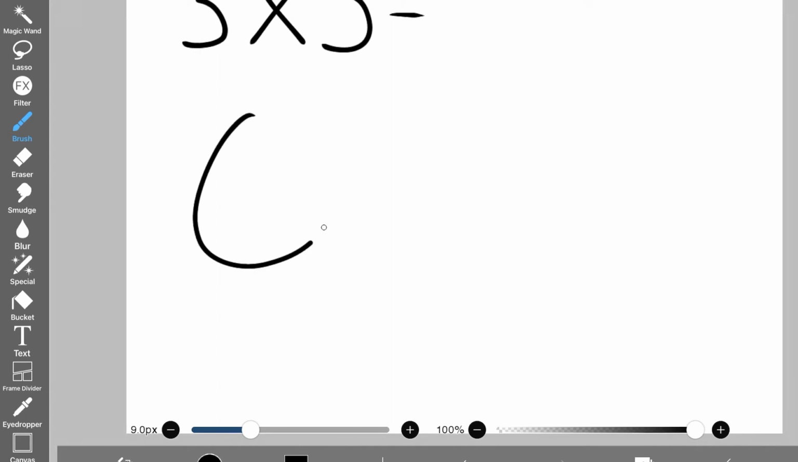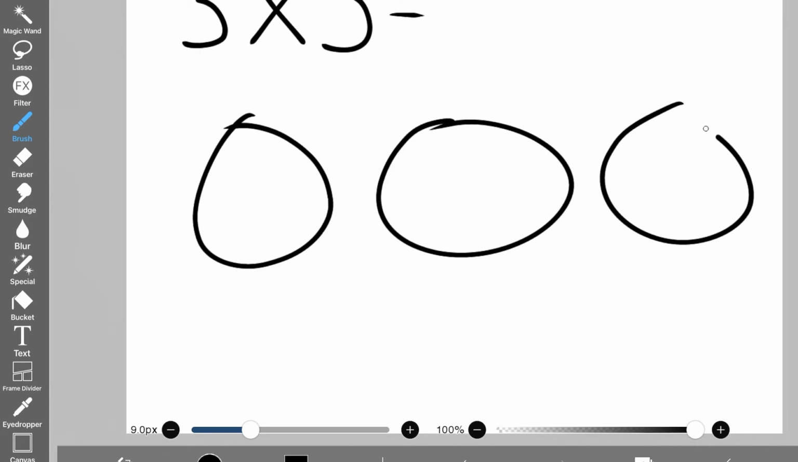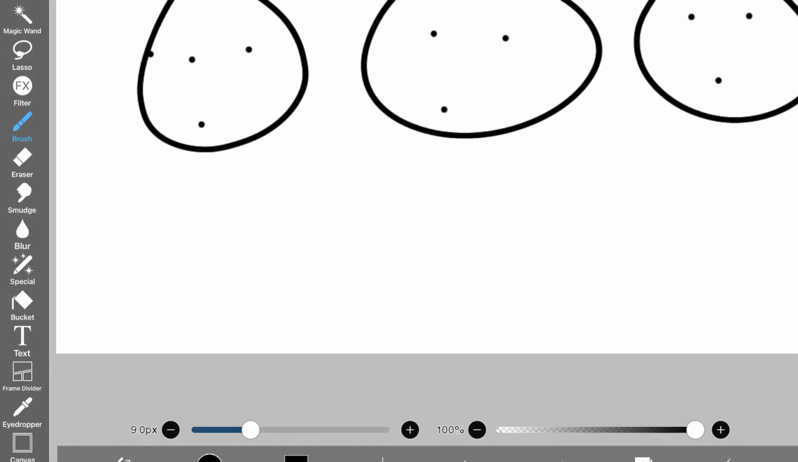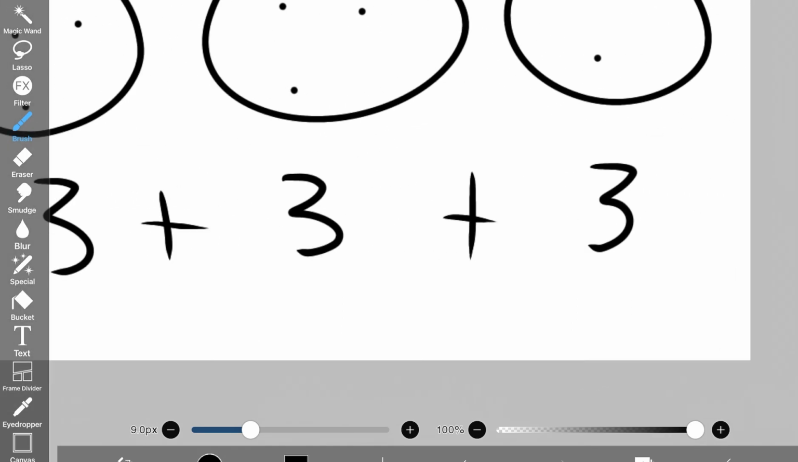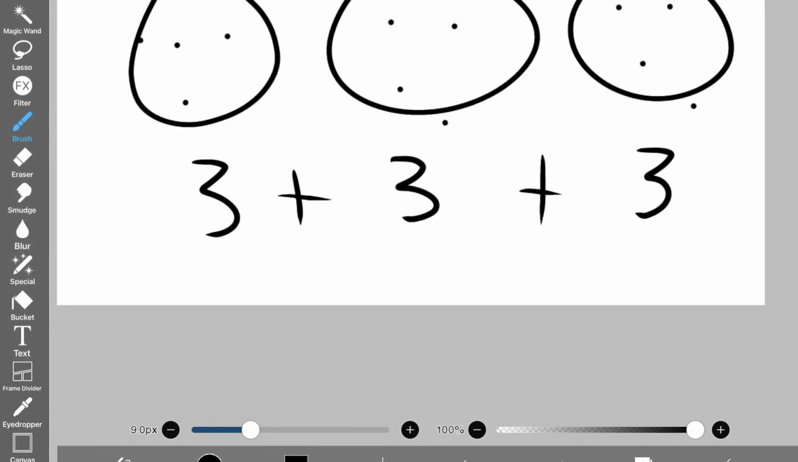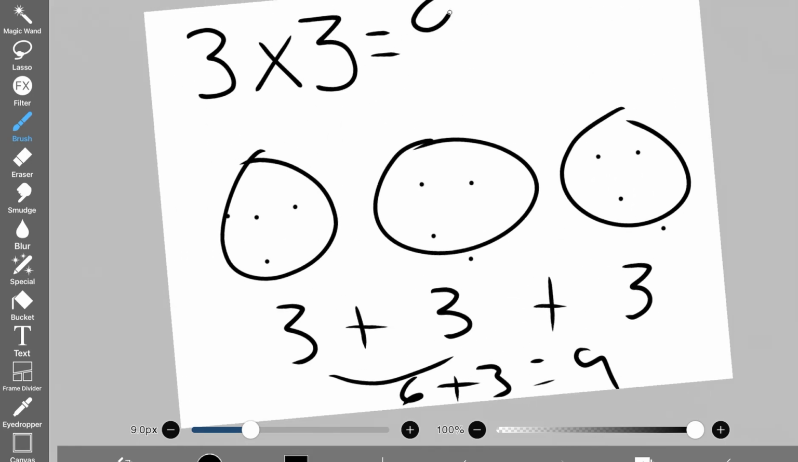3 times 3. Let's draw 3 with 3. So 3 plus 3 plus 3, because there's 3 in here, 3 in here, 3 in here. So this is 6, and 6 plus 3 equals 9. So that means that 3 times 3 equals 9.